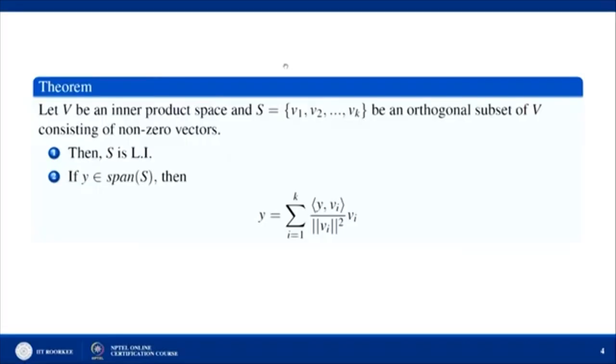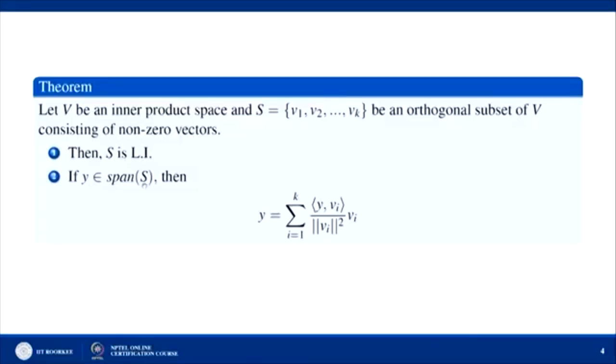Or you can understand it like this: you take the linear combination of these vectors, suppose it is V. You first take the inner product of this vector with V1, this will give alpha 1 equal to 0. Now you take the inner product of V with V2, this will give alpha 2 equal to 0, and similarly you take the inner product of V with Vk, this will give alpha k equal to 0, and hence we obtain all alpha i are equal to 0. That means the set is linearly independent.